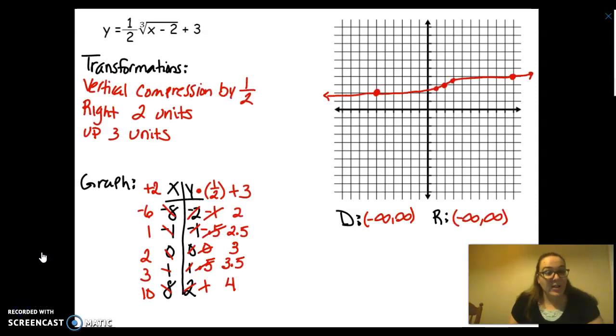Alright, the only thing that I wanted to mention here is that vertical compression by 1/2 as well as the move up by 3. Remember that the order of that matters. I must multiply by that 1/2 before I add to the 3 on those y values. Okay, and also on your graph you're going to see that it did get vertically compressed, so pushed together more. That's why you see more of a flat line than the actual big curve that we are used to seeing.